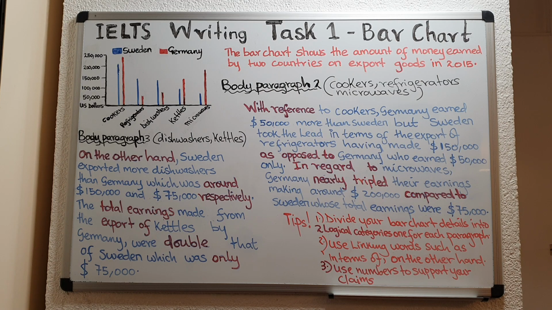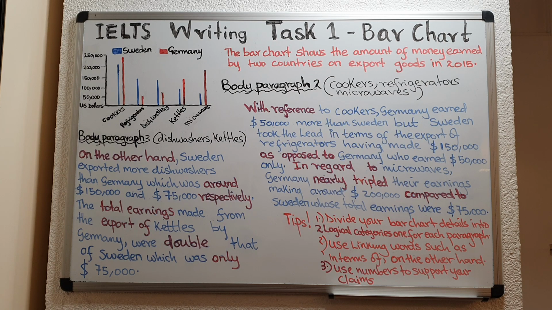So what I have done in that paragraph, for each of the items, I have compared how both countries performed. I talked about cookers, and then I compared how both countries performed, and I used contrasting linking words such as but. With reference to cookers, Germany earned 50,000 more than Sweden. So for each item, make sure that you compare the two countries and use linking words to do that. Another point is when you're introducing each item, you can use words such as with reference to cookers or in regard to microwaves.